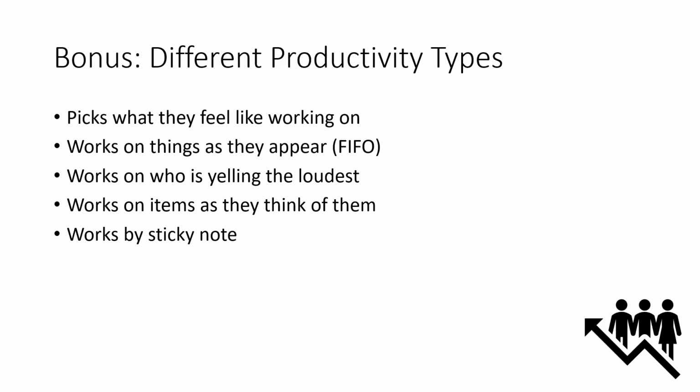The second productivity type is works on things as they appear. The FIFO phrase right there, first in, first out, is basically as a task comes in via email, they work on it. And when another task comes in, they work on it, and they kind of just work on it in order like that. Now, the problem with that type is that you're really at the mercy of everyone sending you their tasks. And so your productivity is based on other people.